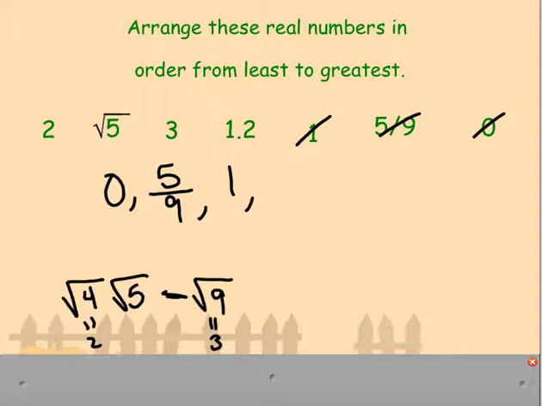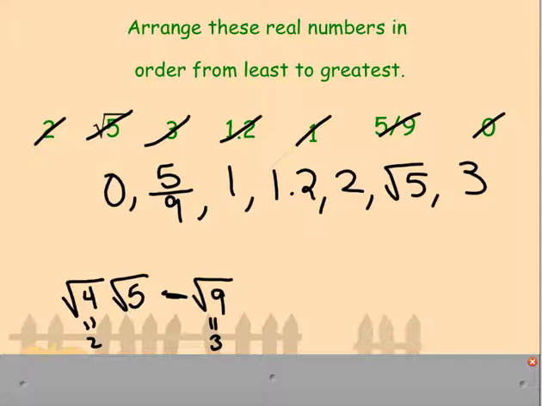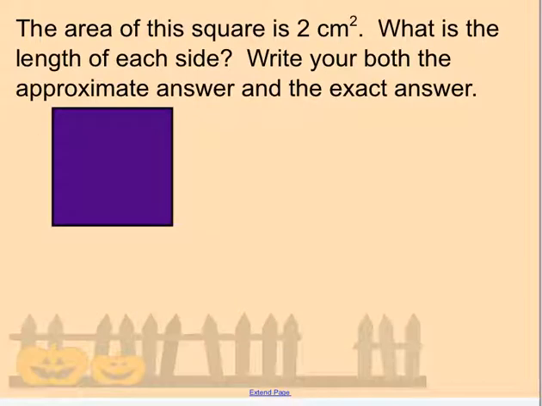So now I can order the rest of them saying, well, I know it's bigger than 2, so 1.2 comes next. And then my number 2, the square root of 5, and then 3. And we have our list. Okay, so being able to compare these square roots, figure out what two numbers they are between. And in this case, I looked at the perfect squares 4 and 9, because those will give me whole numbers on my number line that I can then order the square root of 5.